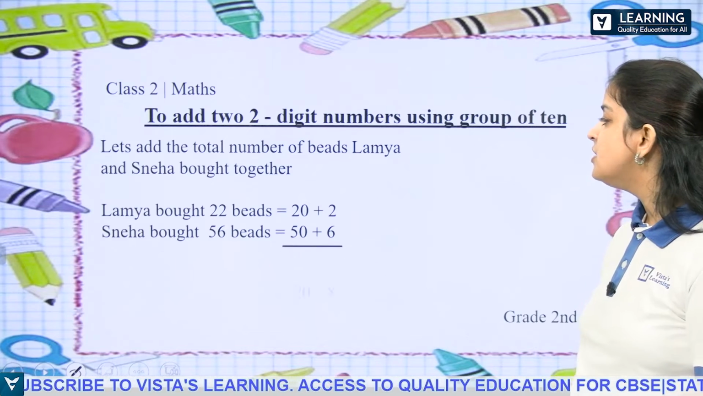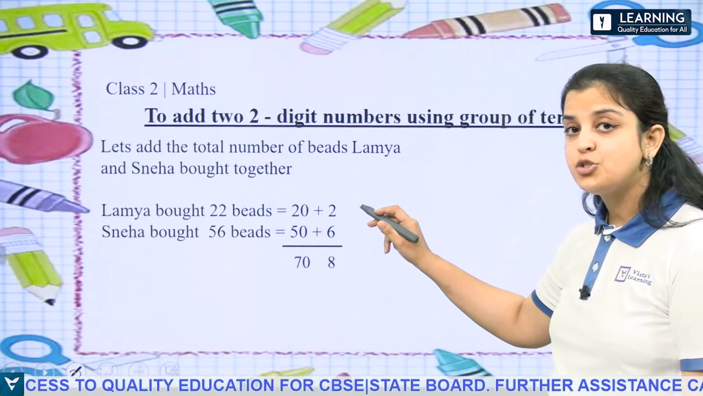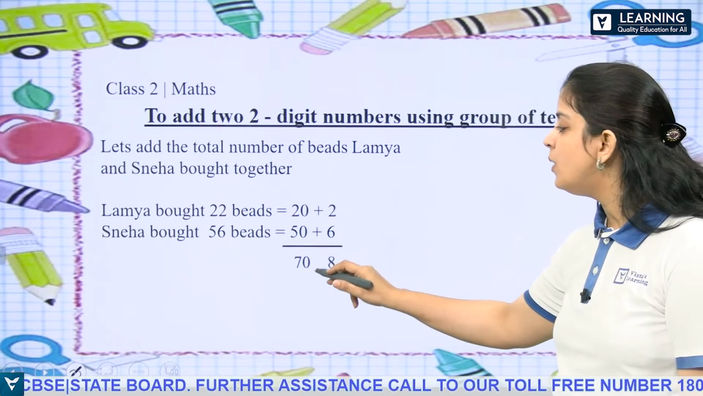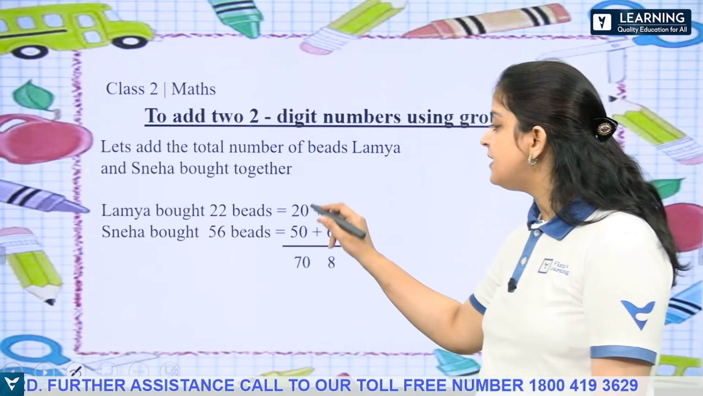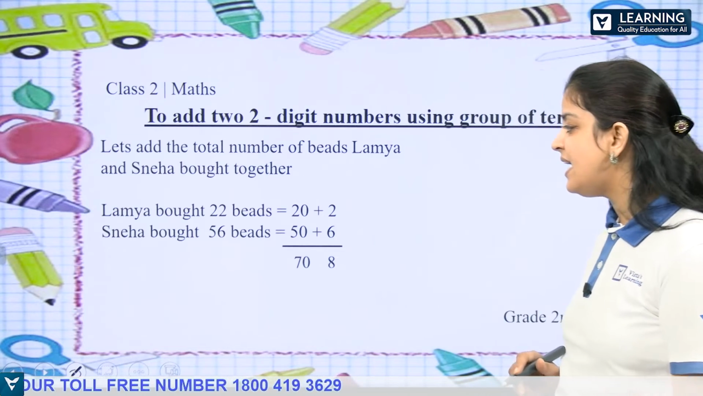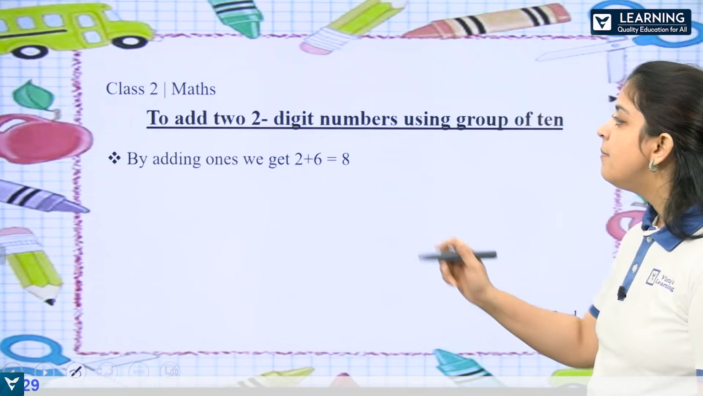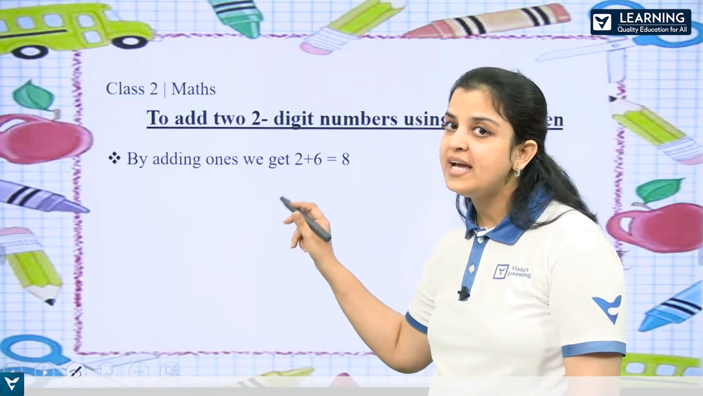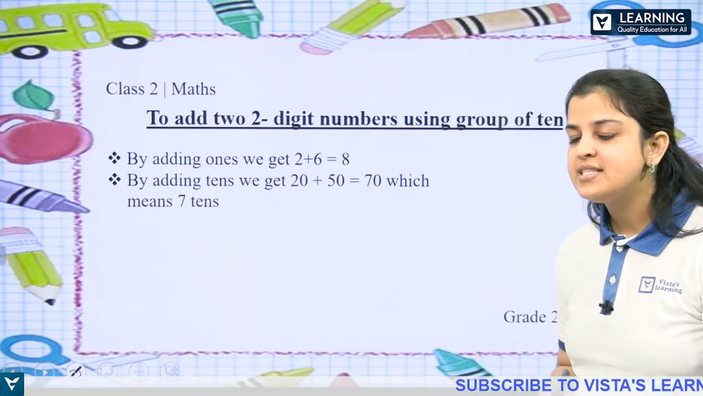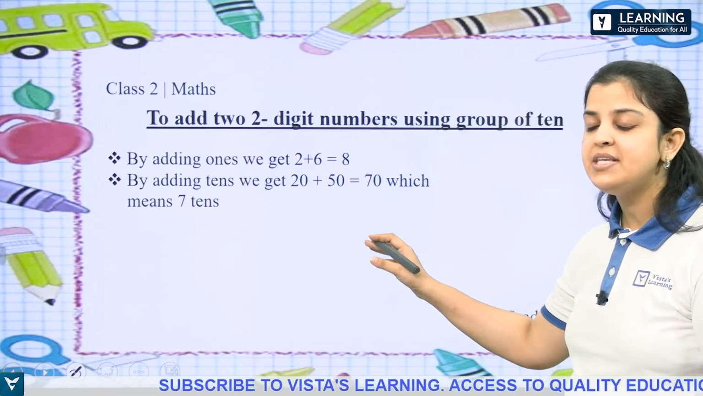Right? So, totally when I add in the ones place, 6 plus 2 will give me 8. 50 plus 20 will give me 70. 5 plus 2, 7. 0 plus 0, 0. So, 70 plus 8 will give me 78. Right? By adding ones, we get 2 plus 6, 8. By adding tens, we get 20 plus 50, that is 70.